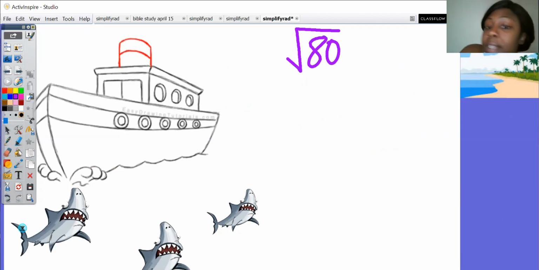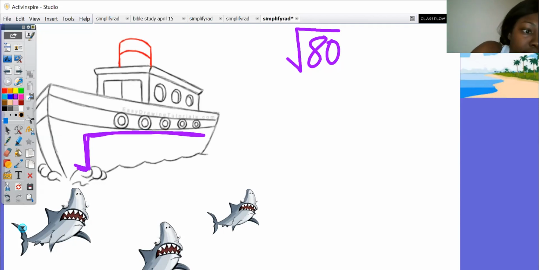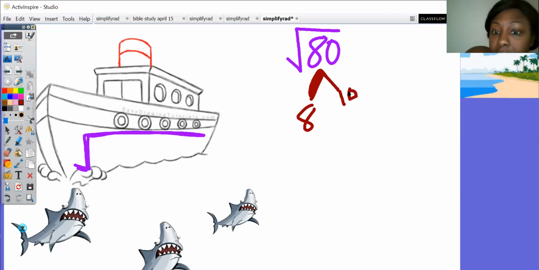Now there's several different ways to break down the 80. It doesn't matter how you start, we'll all end up with the same prime numbers that go inside of the boat, all right? So let's start breaking down the 80. What times what is 80? I'm gonna start off with 8 times 10. Now both of these can be broken down.